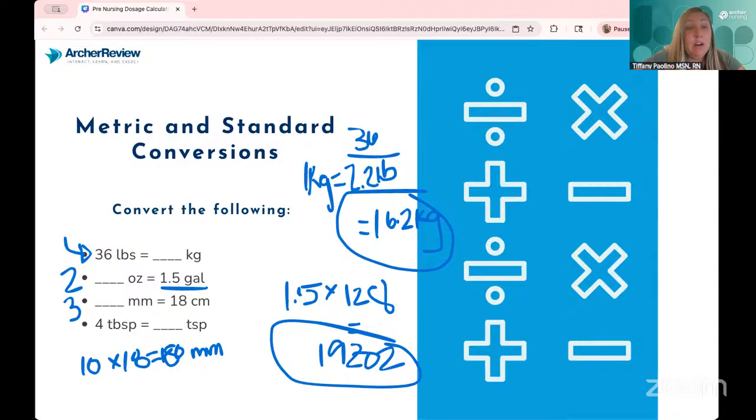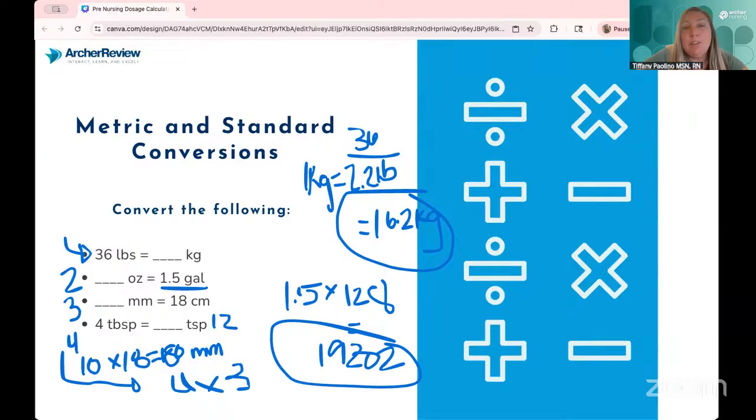Finally, our conversion from tablespoons to teaspoons. This last one here. So, how many teaspoons are in 1 tablespoon? We talked about this on the previous slide. There are three teaspoons for every tablespoon. So if we have 4 tablespoons, we multiply 4 times 3, and then we would get 12.